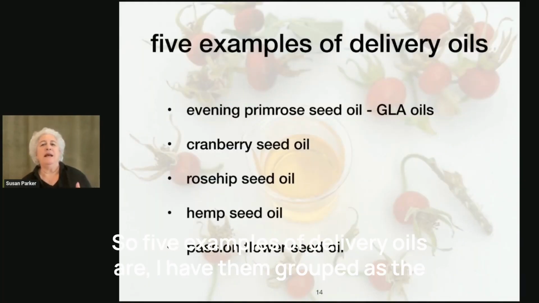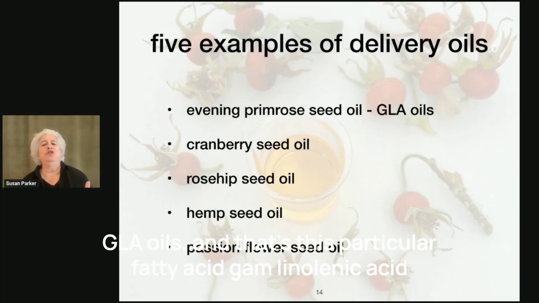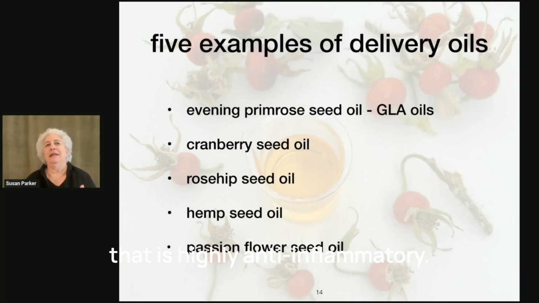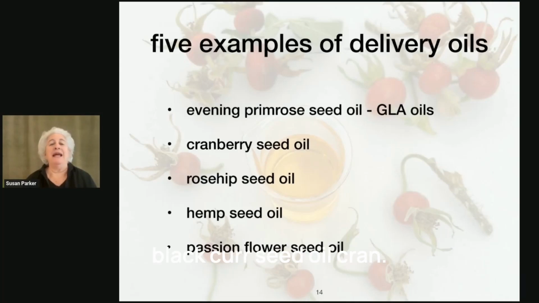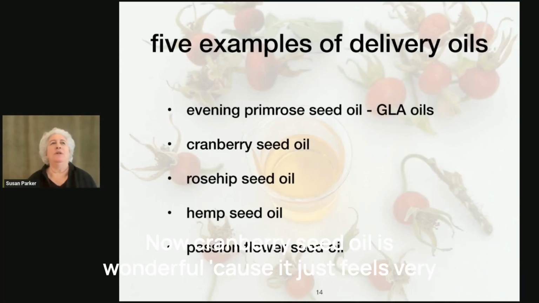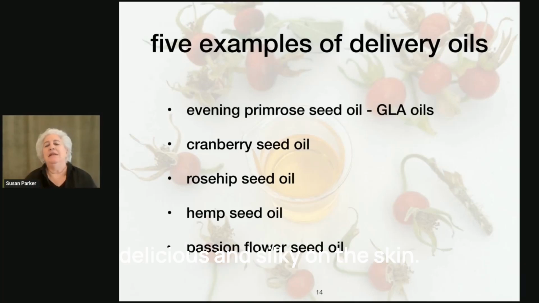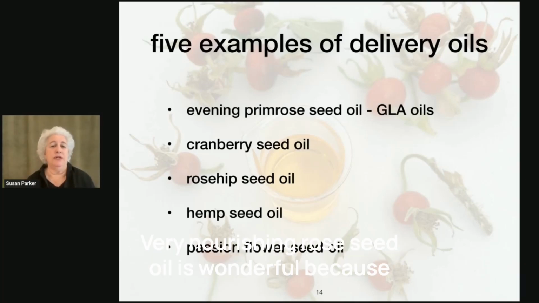So five examples of delivery oils are, I have them grouped as the GLA oils, and that's this particular fatty acid, gamma-linolenic acid, that is highly anti-inflammatory. And this includes evening primrose, borage, and black currant seed oil. Now, cranberry seed oil is wonderful because it just feels very delicious and silky on the skin, very nourishing.